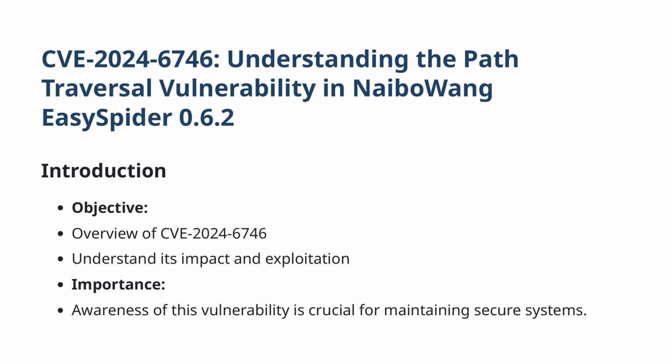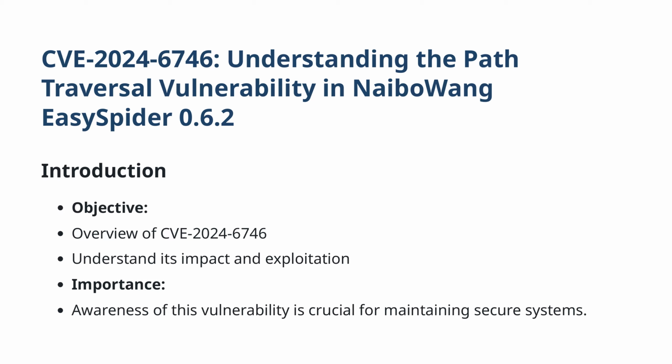On this slide, we're focusing on CVE-2024-6746, a critical path traversal vulnerability found in NaiboWang EasySpider version 0.6.2. Our primary objective is to provide an overview of this specific vulnerability, understand its potential impacts, and explore how it can be exploited. Path traversal vulnerabilities like CVE-2024-6746 can allow attackers to access unauthorized paths on the server, which makes awareness of this issue essential for maintaining the security of your systems.